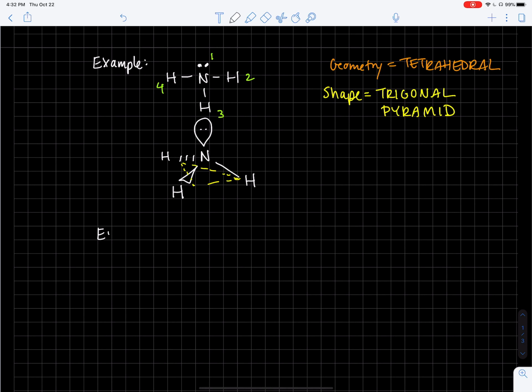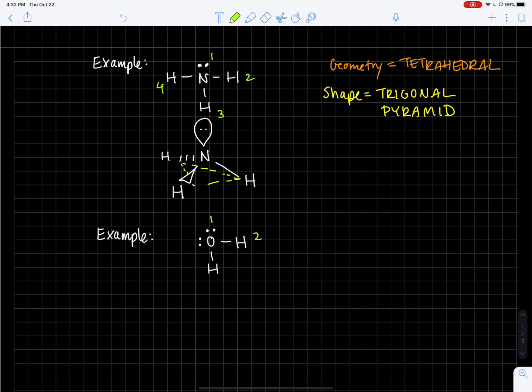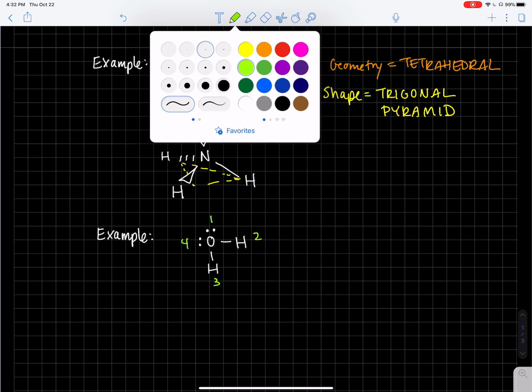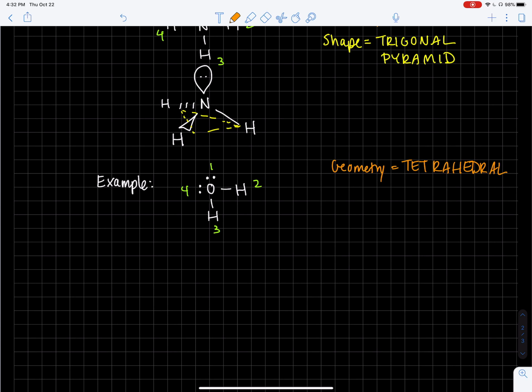Okay, the final example I'll show with steric number 4 is water. And water, H2O, has a steric number of 4 around the central atom with 2 lone pairs. So 1, 2, 3, 4. So the geometry is still tetrahedral. And we can actually draw this without getting all fancy and 3-dimensional because it's only 3 atoms. And again, 3 points determine a plane.